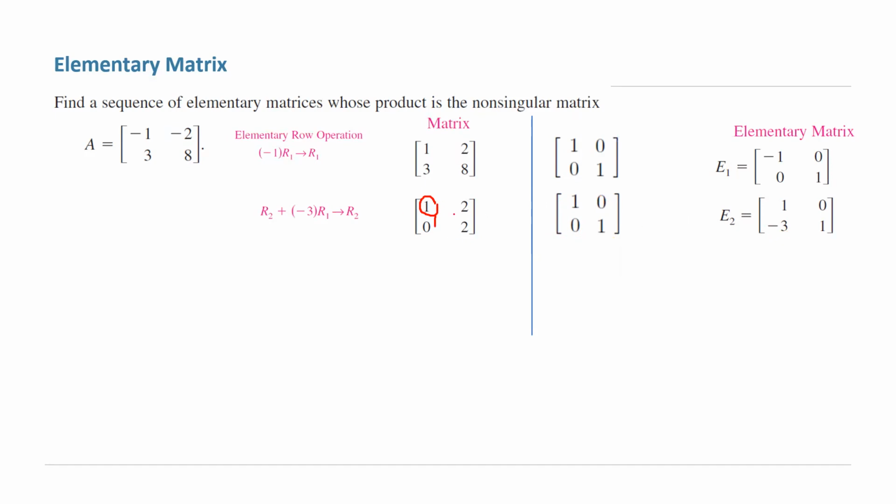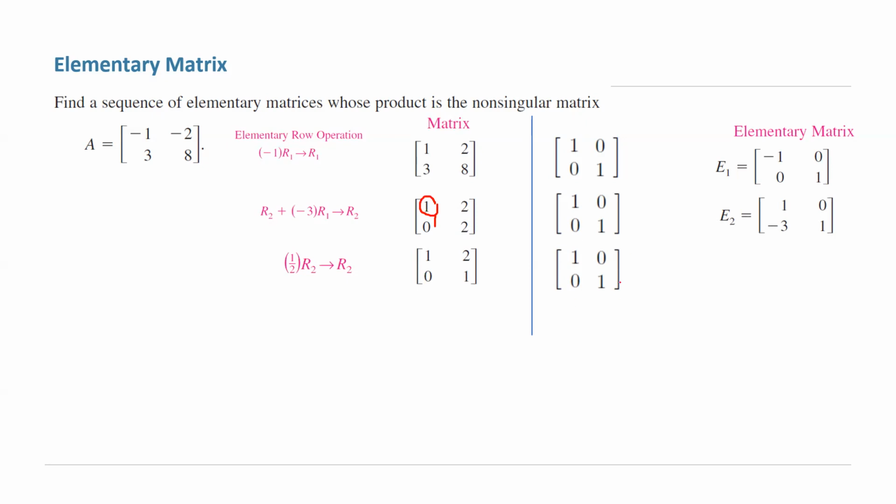Then we are going back to our matrix. Here you have 2, which must be 1. So you can divide the second row by 2 or multiply it by a half. It becomes 1, 2, 0, and 1. Apply the same step for the identity matrix.